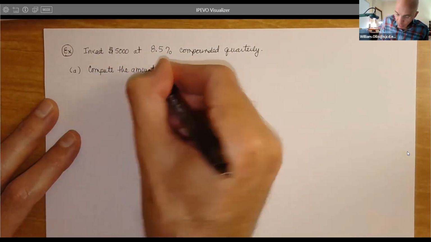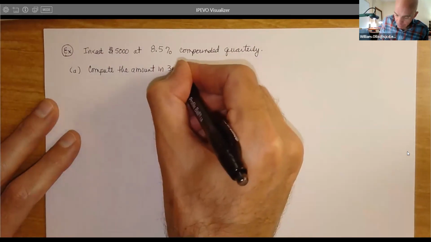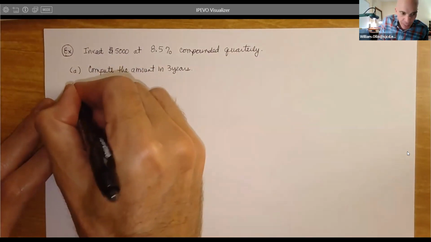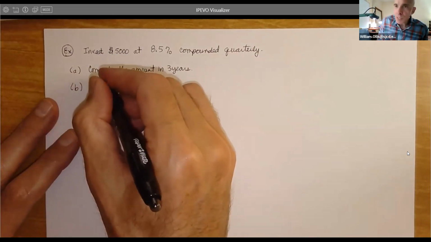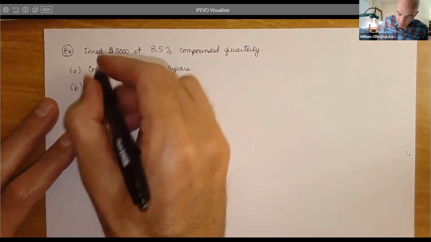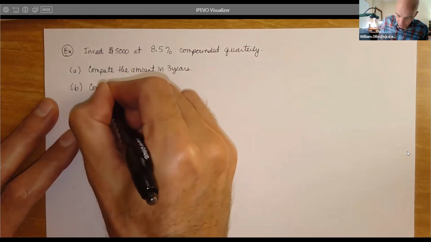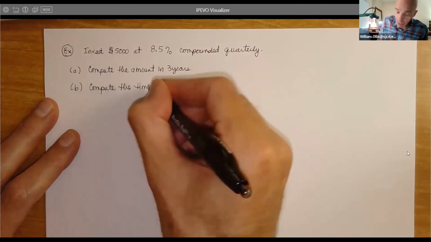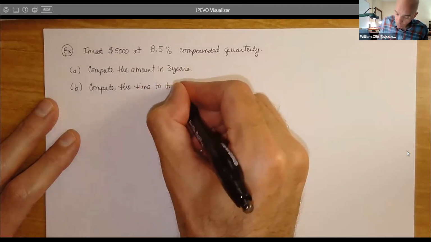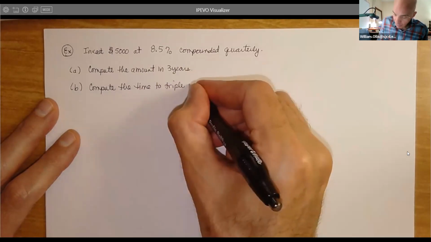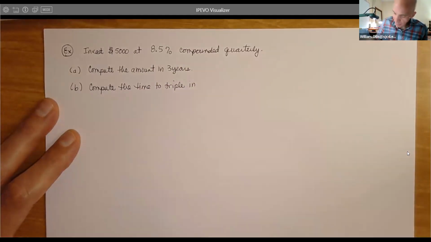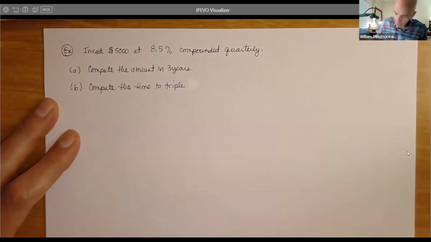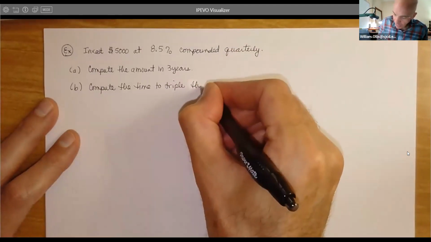Compute the amount in 3 years. And then the second part, B, says compute the time to triple the investment. Well, let me write the B: to triple the investment.